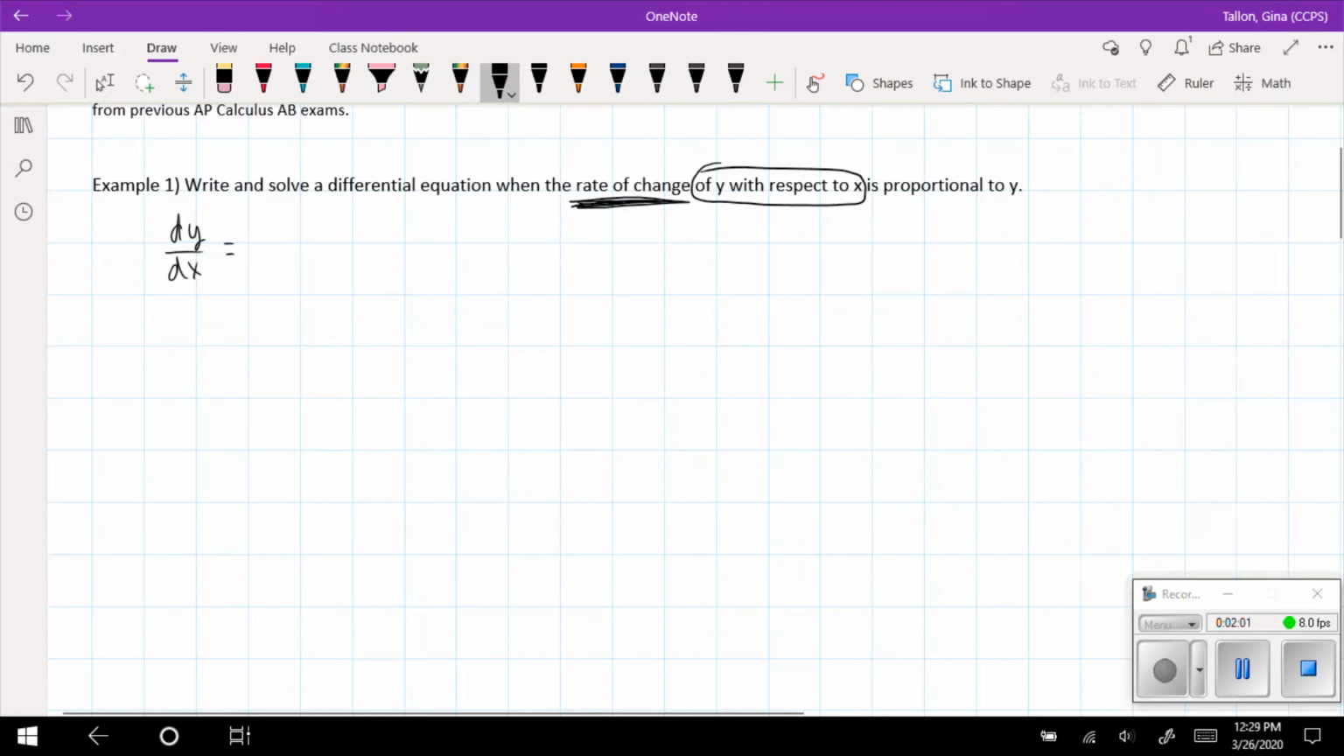Okay? So as we reread this now, write and solve a differential equation when the rate of change of y with respect to x is directly proportional to y. We know that this equation, dy dx, has to equal some constant multiplied by y. That's what a direct proportion is. Where k, I'm going to write here, where k is the constant of proportionality.